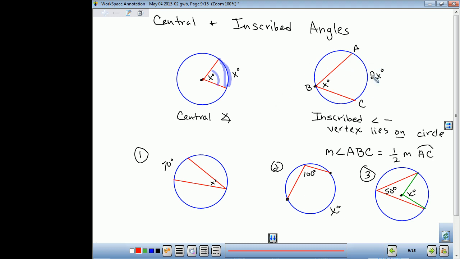This second figure here gives us an inscribed angle. Now, an inscribed angle is one in which the vertex lies on the circle and it's formed by two chords. So this inscribed angle here is equivalent to half the intercepted arc. So here's my intercepted arc, 2x, so this would be half of that, x. So anytime we have an inscribed angle, the measure of an inscribed angle is equal to 1/2 the intercepted arc.